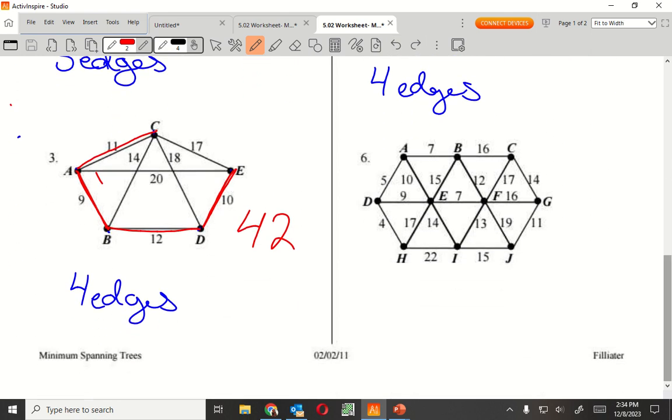Okay, number 6. This one. 1, 2, 3, 4, 5, 6, 7, 8, 9, 10. How many edges? 9 edges. You got this.